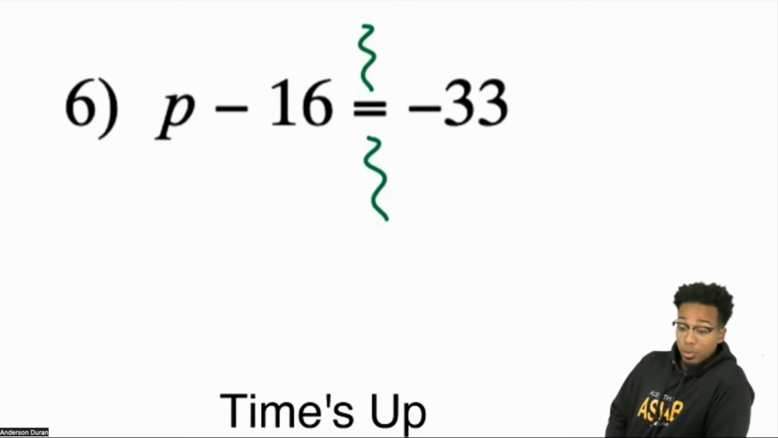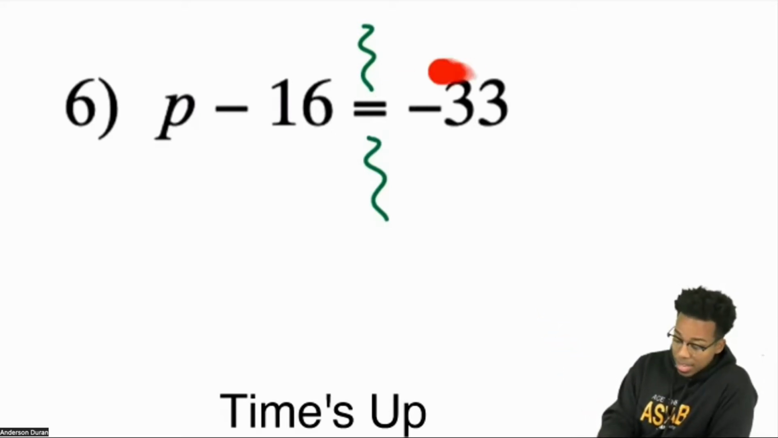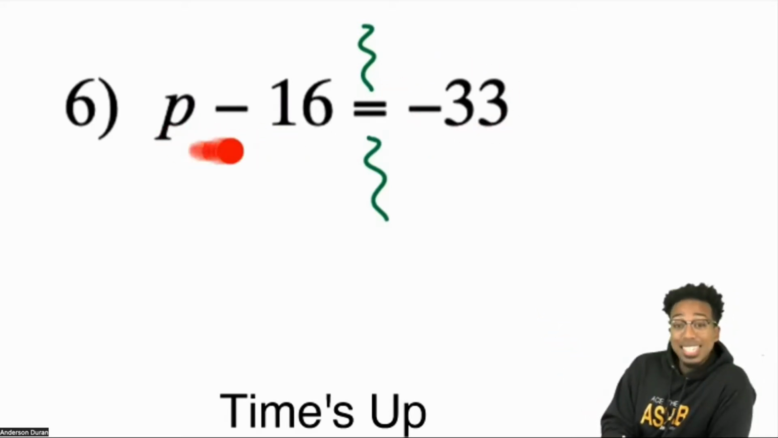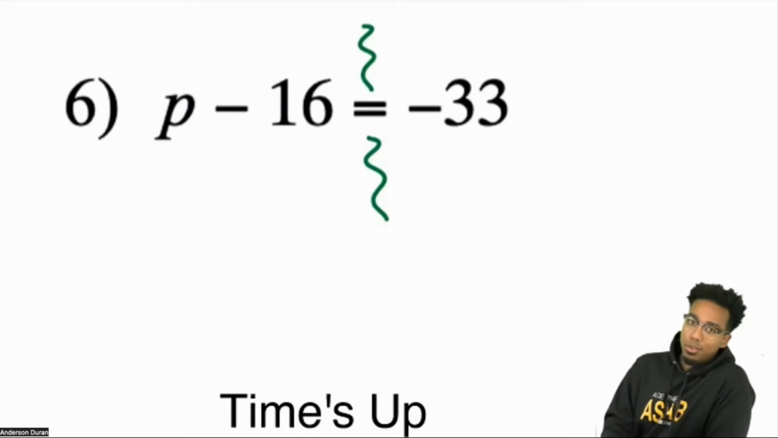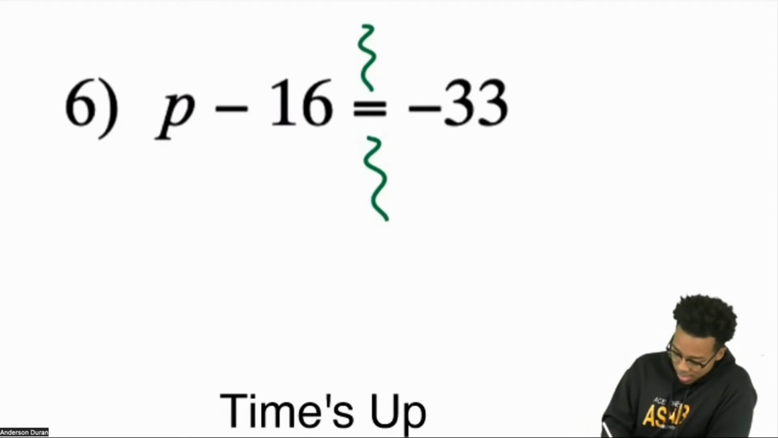Right, we see that we're subtracting that 16, right? That's what's in the way. You know, P is not -33. P minus 16 is -33. So if you took away 16, then you would get the -33. So to work backwards and figure out what P is, you got to add 16 to both sides.